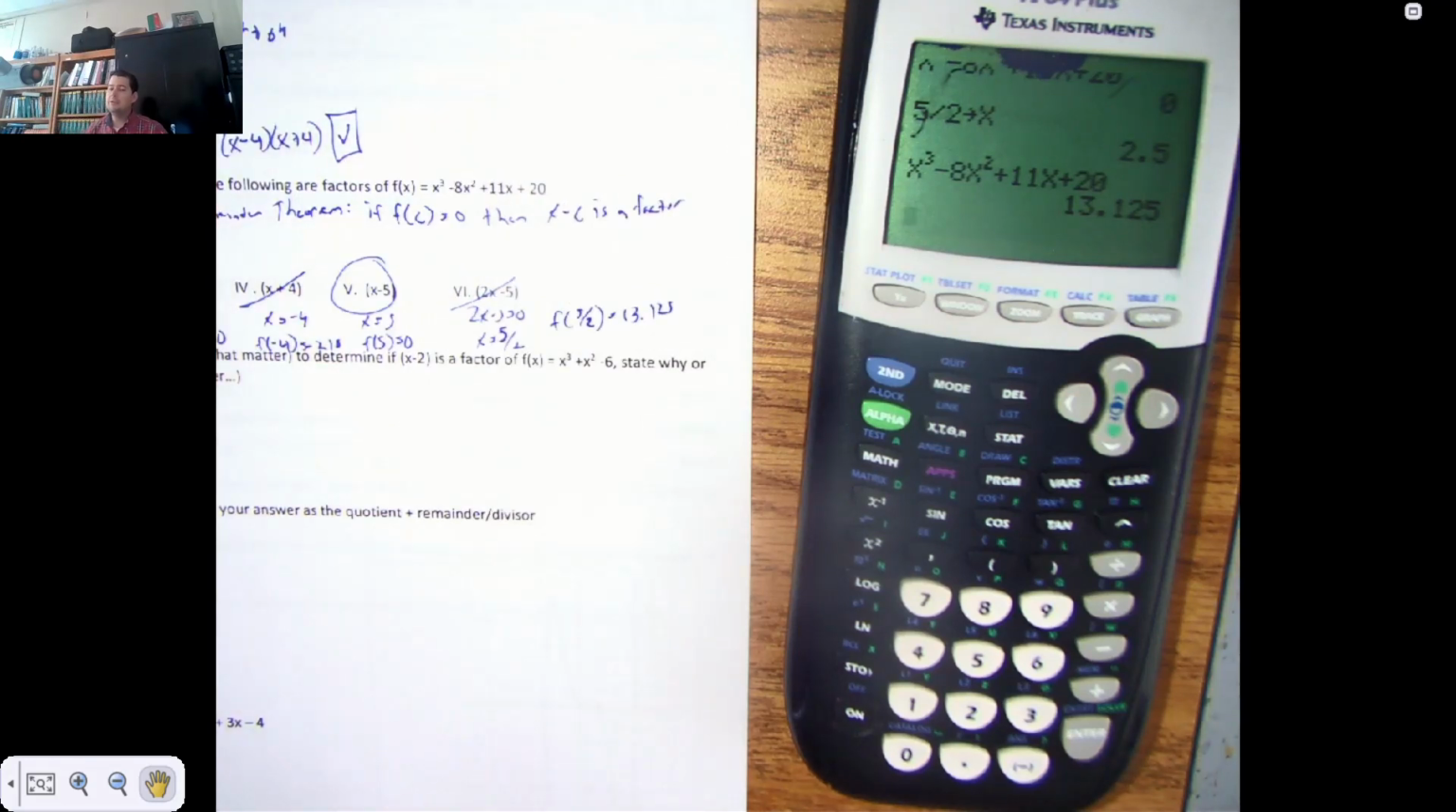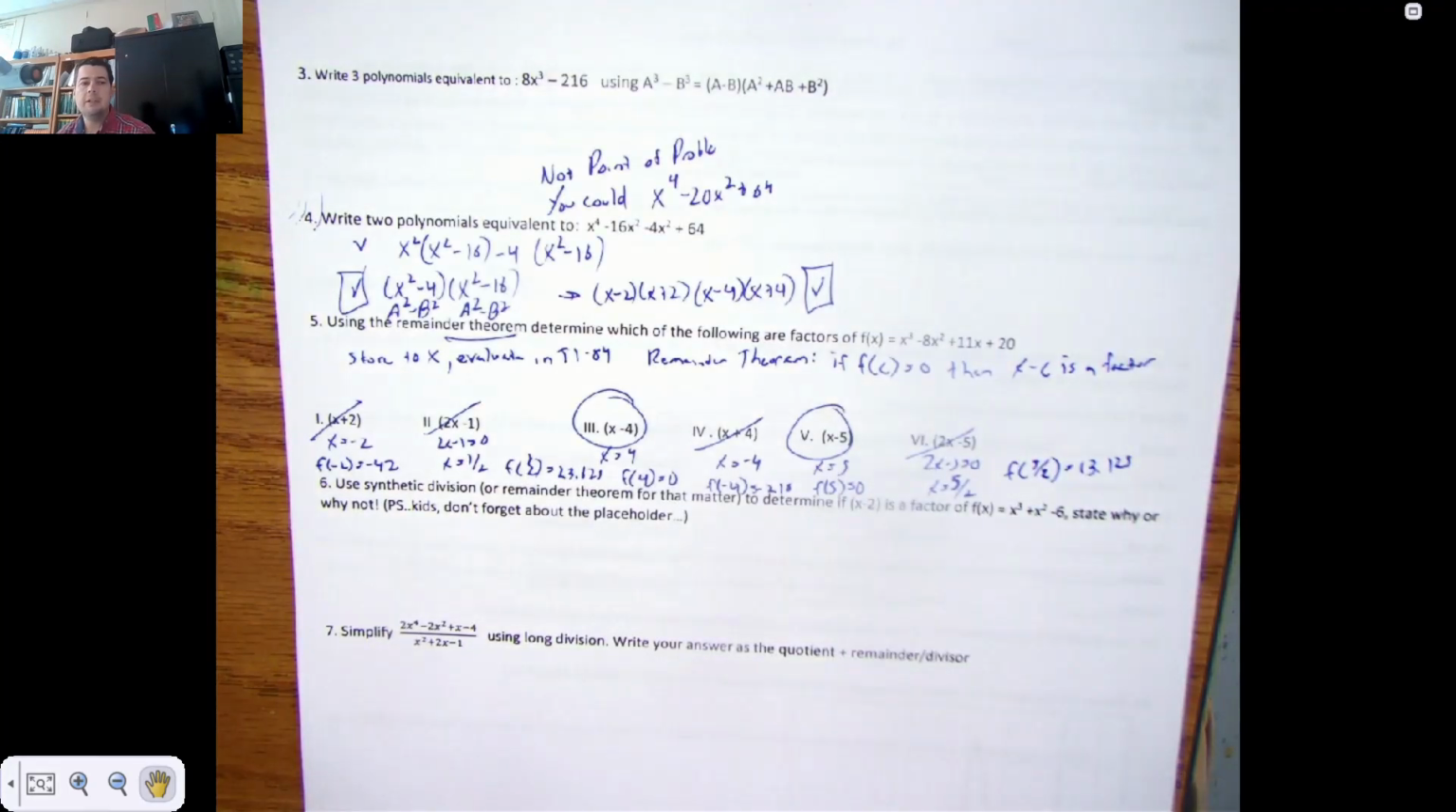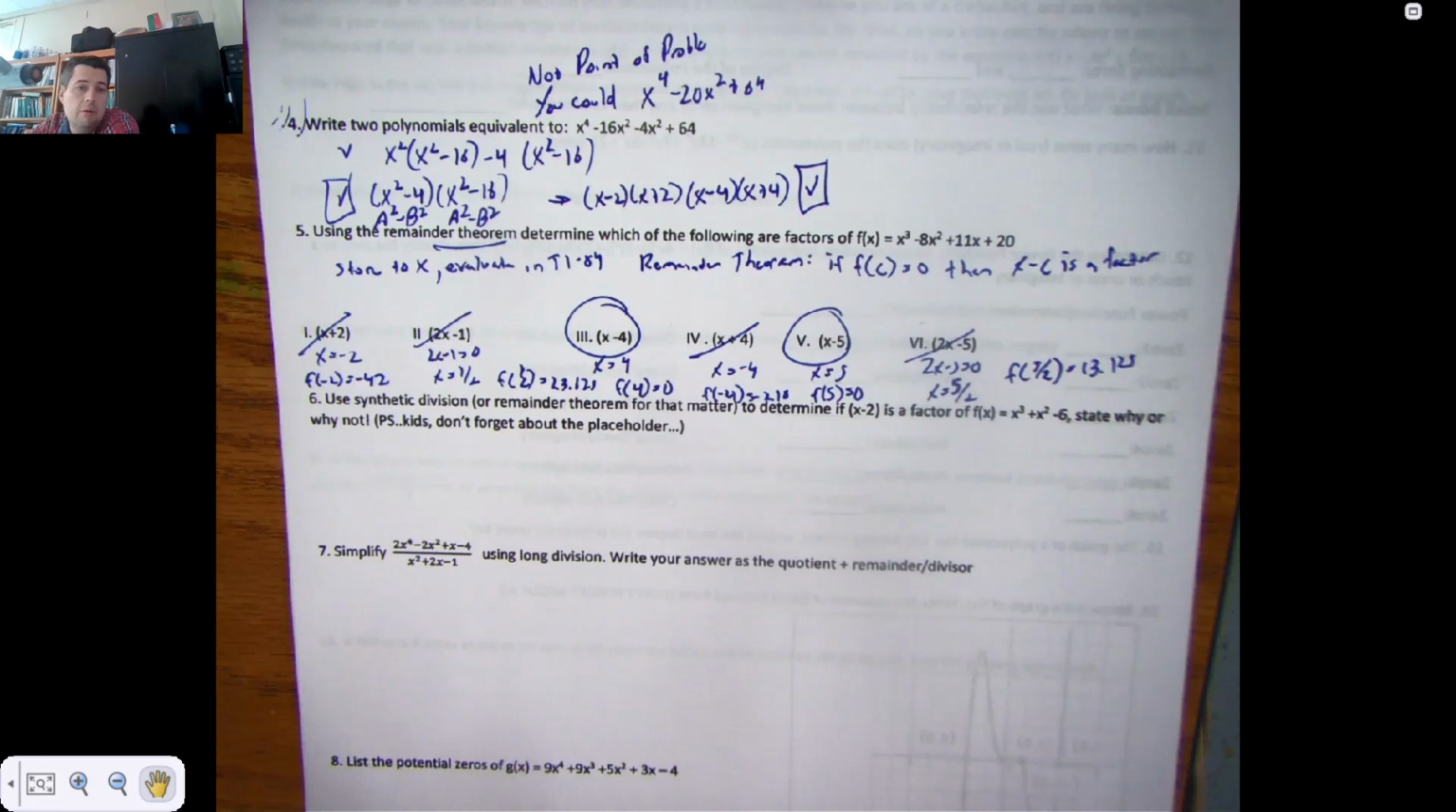You don't have to know much to do that problem. You don't really have to know algebra to do that problem. Hopefully you have some luck at it. Use synthetic division or remainder theorem for that matter. Determine if x equals -2 is a factor. State why or why not.